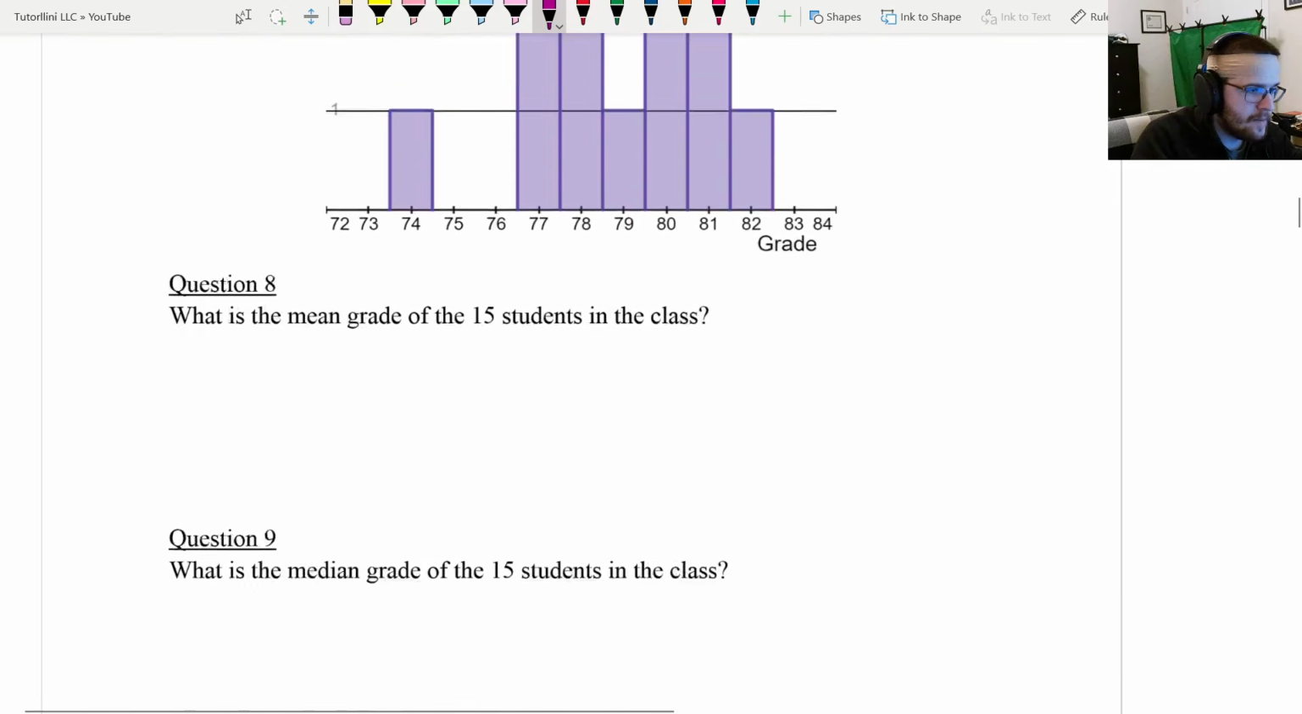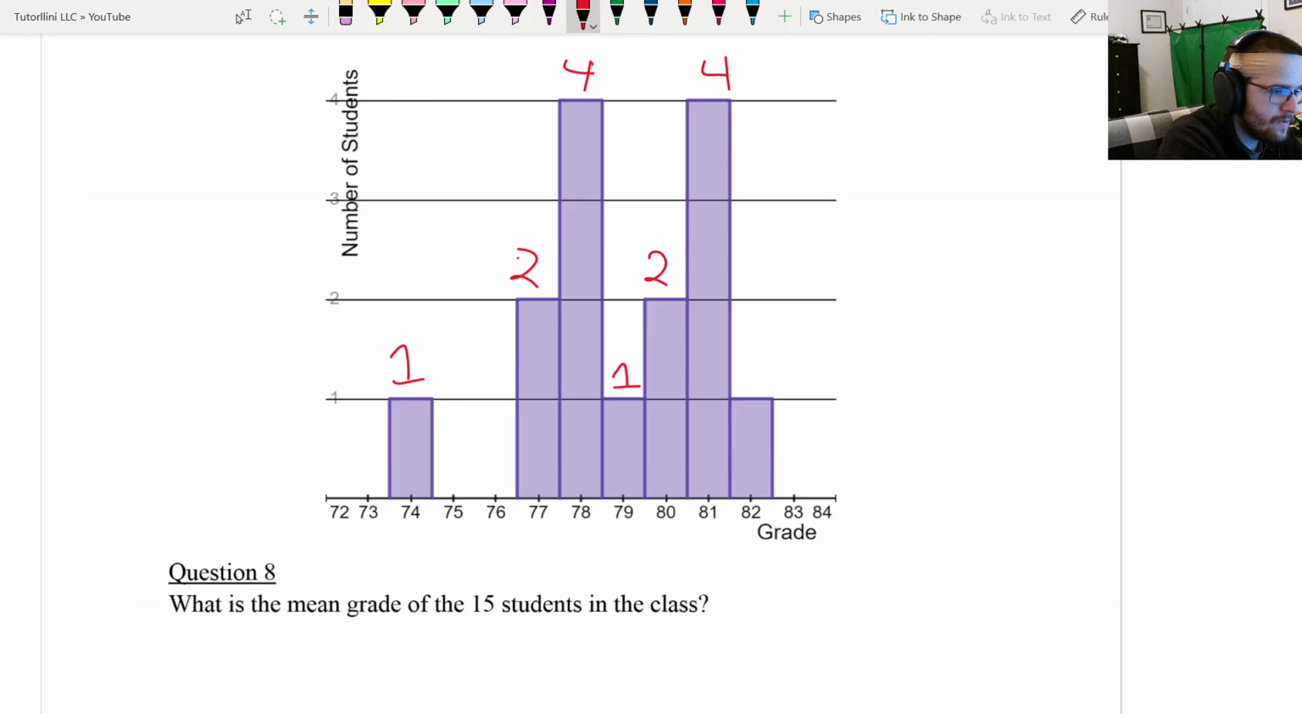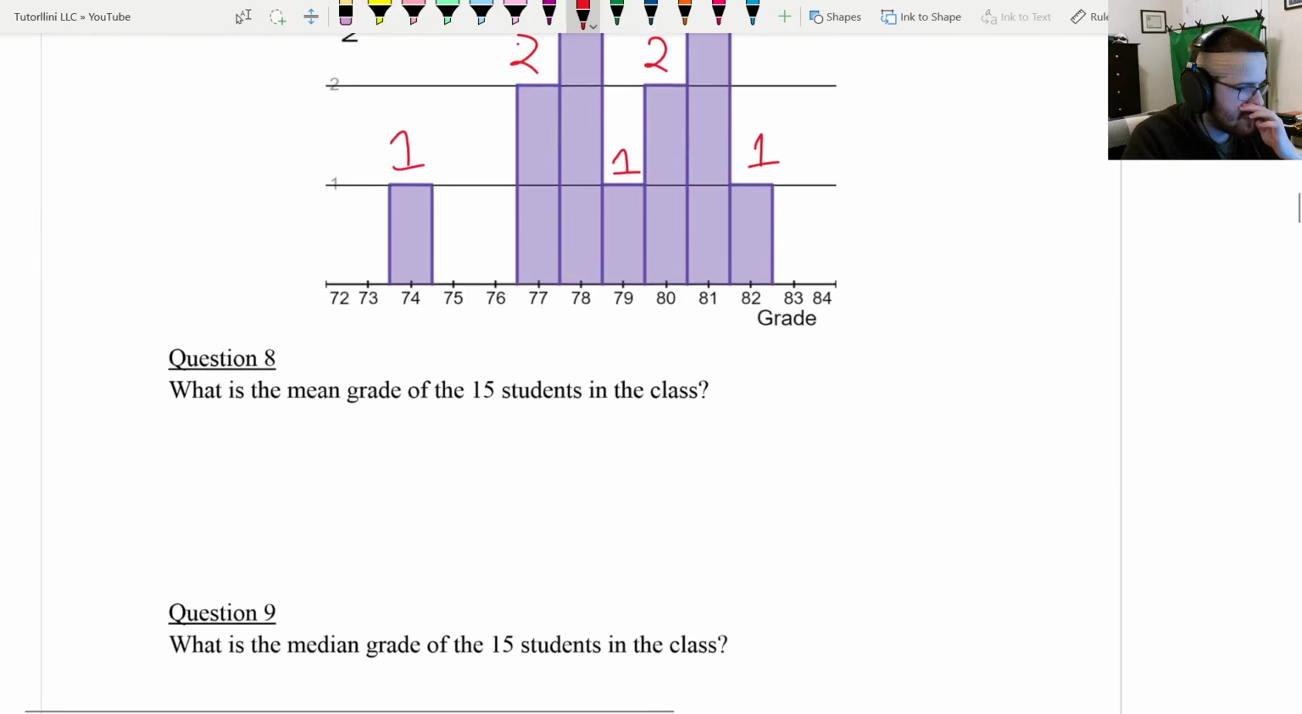Okay, now we got a histogram asking very similar questions. Why don't we first, just to make it a little easier, label the tops of the bars of the histogram. So this one's 1, 2, 4, 1, 2, 4, and then this one's 1. And if you added up all those red numbers, you should get 15. But you didn't need to do that because they told us that there's 15 students, so that is your n. So I'll just write that down immediately on my scratch paper.